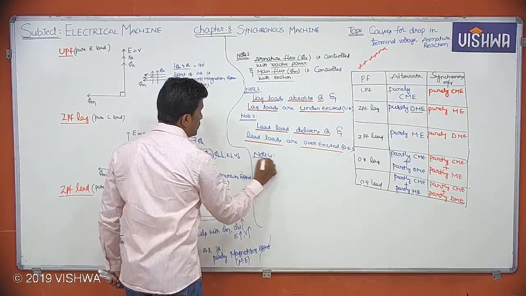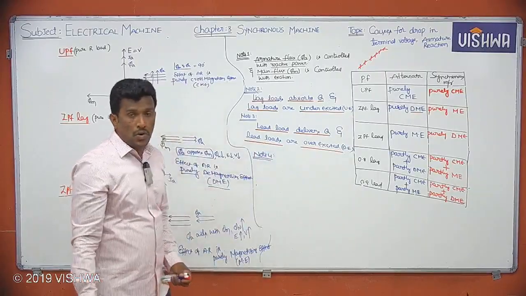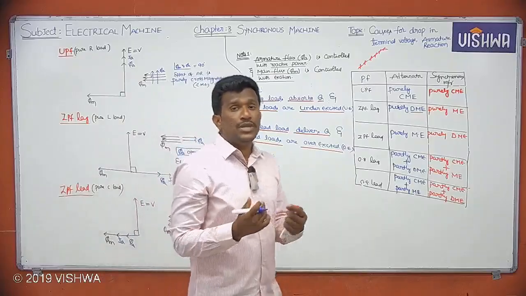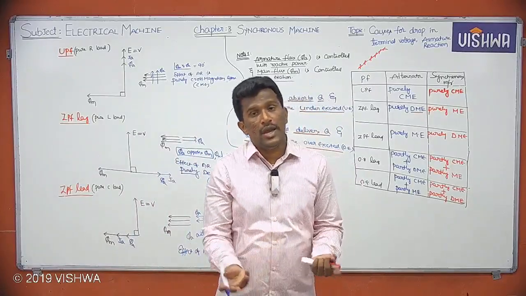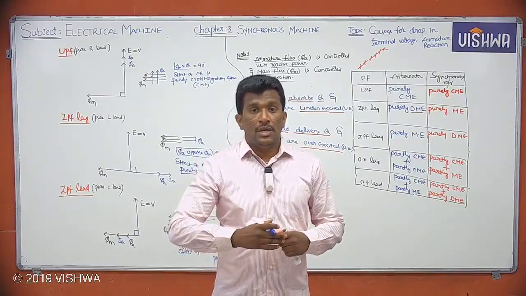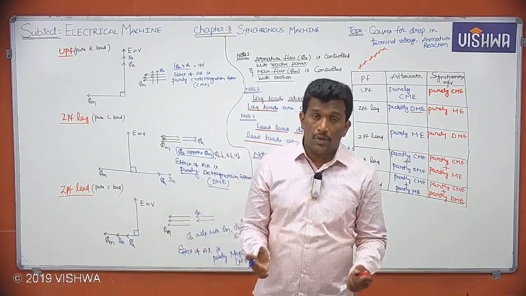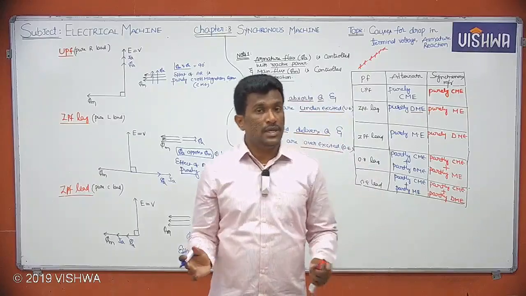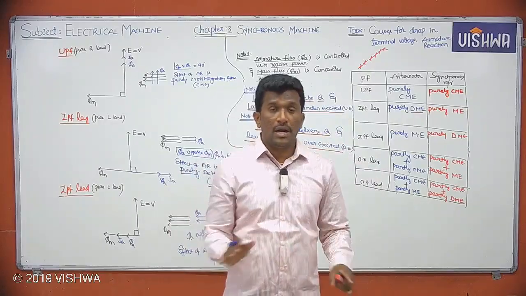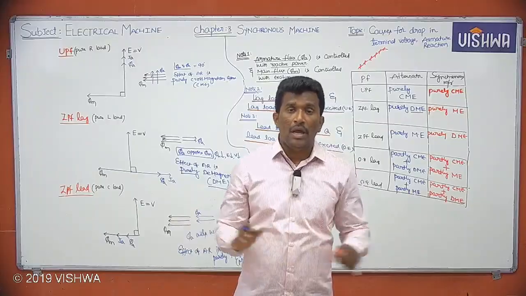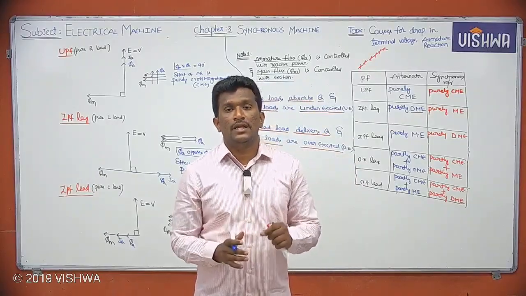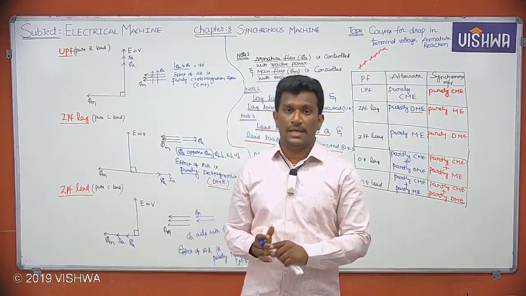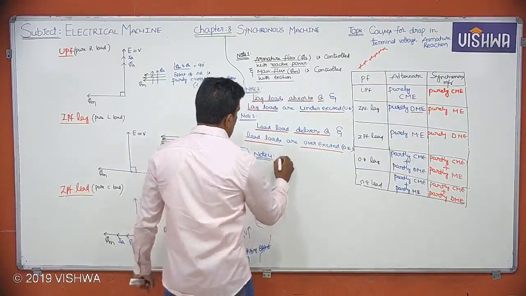Next, what about resistive load? What's the property of a resistive load? A resistive load neither absorbs reactive power nor delivers reactive power. That means it won't take reactive power, it won't give reactive power. It is neither underexcited nor overexcited. It is simply normal excited. Okay, so let me write here.